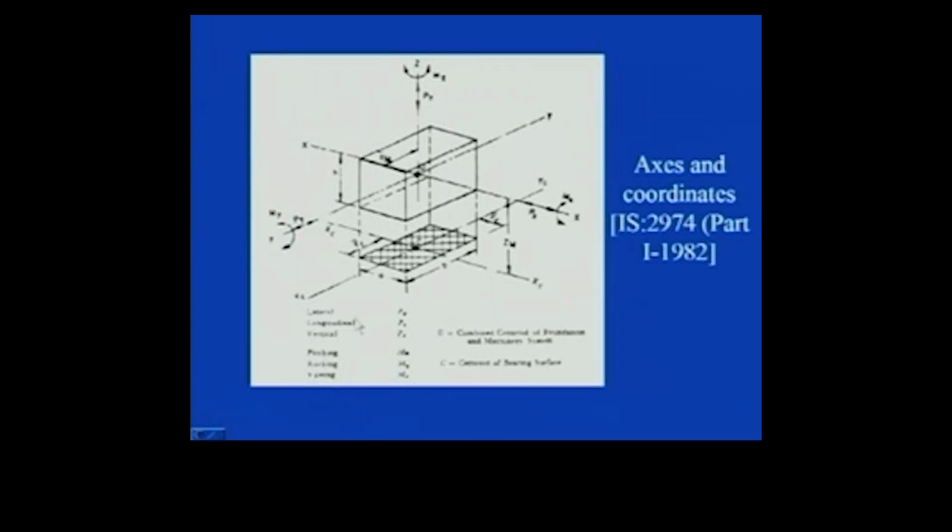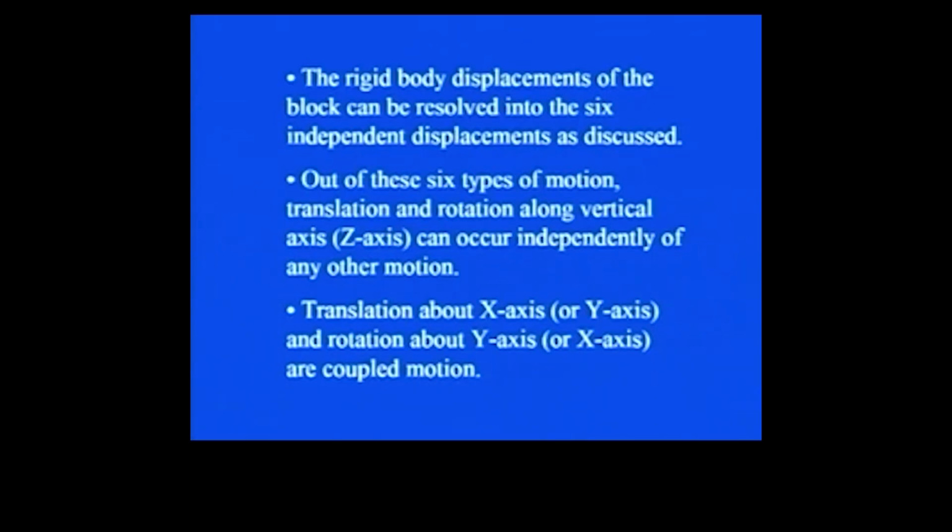So you have to keep in mind that whenever we use these terms, whether lateral, longitudinal, vertical, pitching, rocking or yawing, you should be able to make out what exactly we are talking of. Yawing is the rotation about the z axis, pitching is the rotation about the x axis, and rocking is the rotation about the y axis. So the rigid body displacements of the block can be resolved into these 6 independent displacements, that is the translation and rotation about the 3 axes.